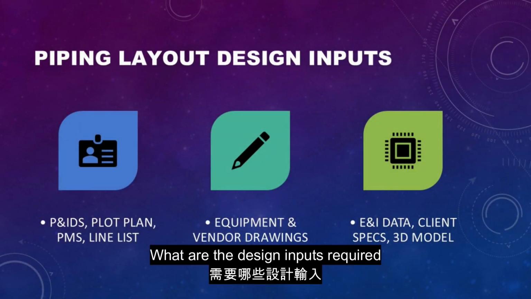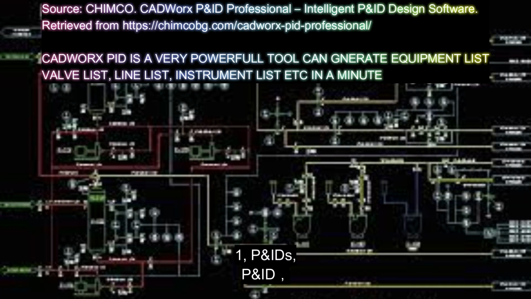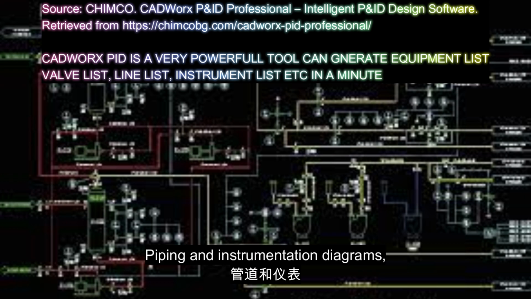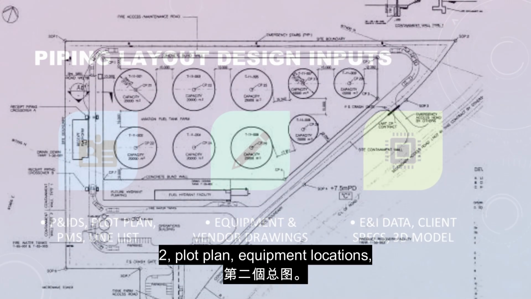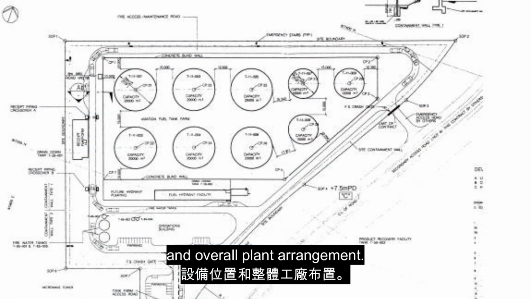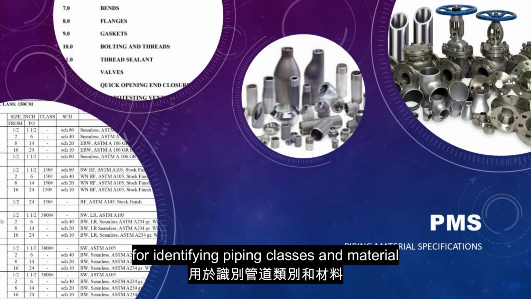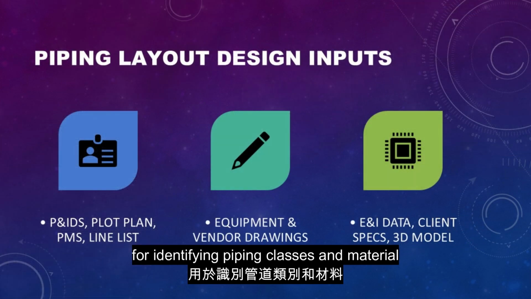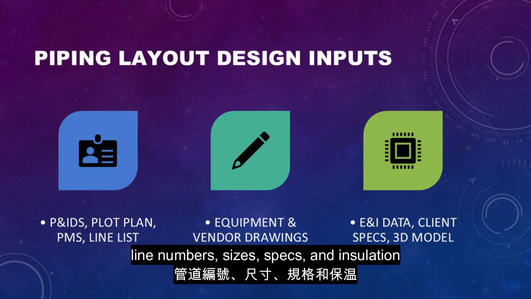What are the design inputs required for piping layout drawings? 1. P&IDs, pipe and instrumentation diagrams: process connections, instrument locations, and valve types. 2. Plot plan: equipment locations and overall plant arrangement. 3. Piping material specifications for identifying piping classes and material compatibility. 4. Line list: line numbers, sizes, specs, and insulation requirements.